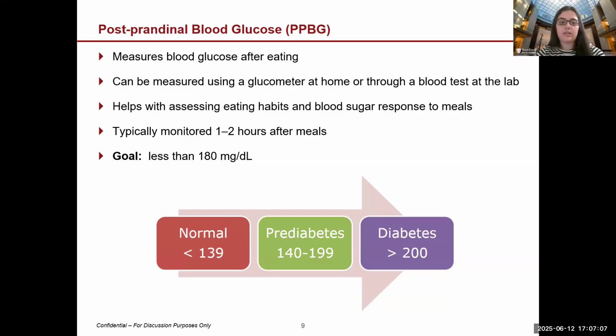And the goal is to have it less than 180 because we expect that your blood sugar will rise after having a meal. Similarly, I included the numbers we look at for diagnosis. So if it's less than 139, this is normal. And then it's prediabetes if it's 140 to 199. And then it's diabetes if it's greater than 200.